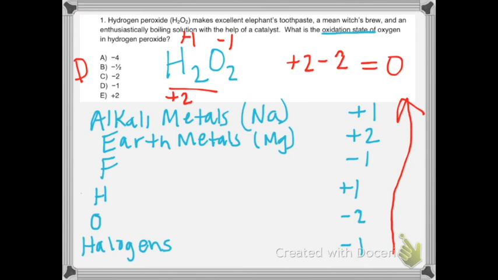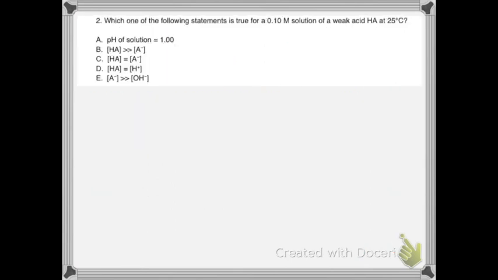Now moving on to number 2. We have a question about a weak acid, and I always think it's a good idea to start by just writing the formula, the equation. So HA in water will have an equilibrium with H3O plus and A minus.